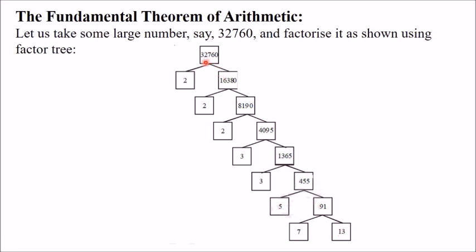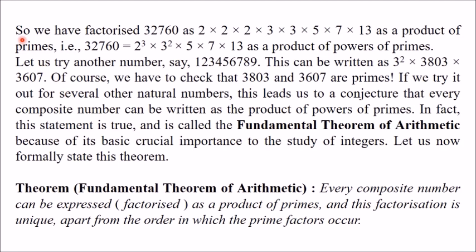So we have factorized 32760 as 2 into 2 into 2 into 3 into 3 into 5 into 7 into 13 as a product of primes. That is, 32760 is equal to 2 cube into 3 square into 5 into 7 into 13, as a product of powers of primes. Let us try another number, say 123456789.